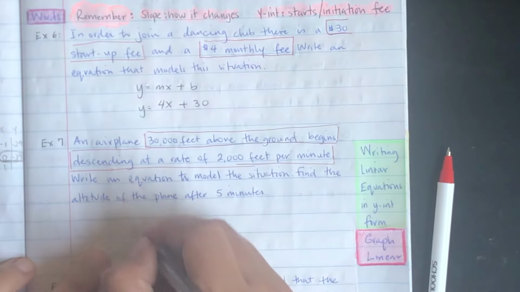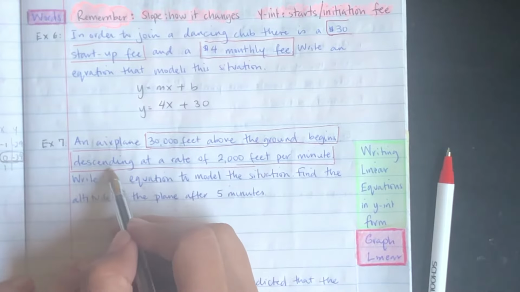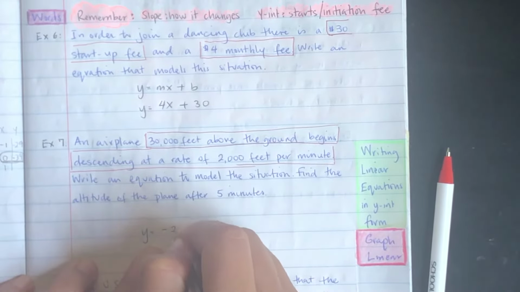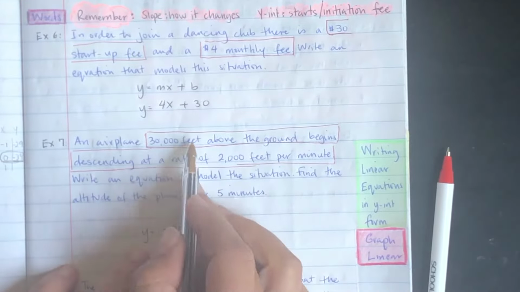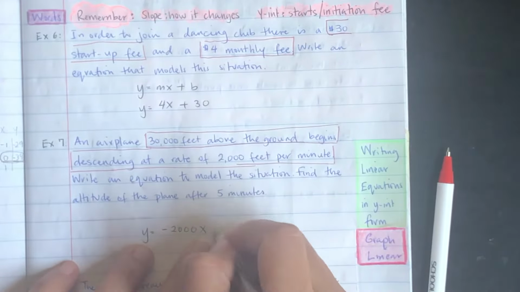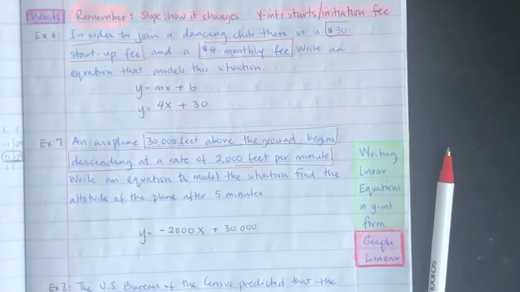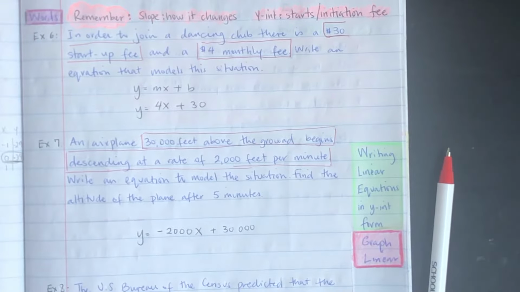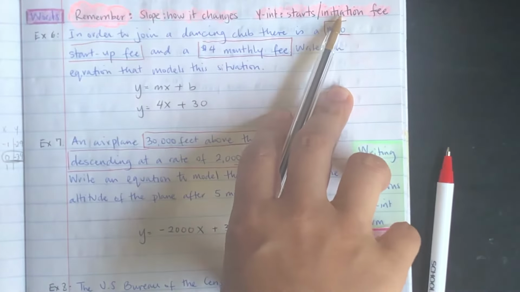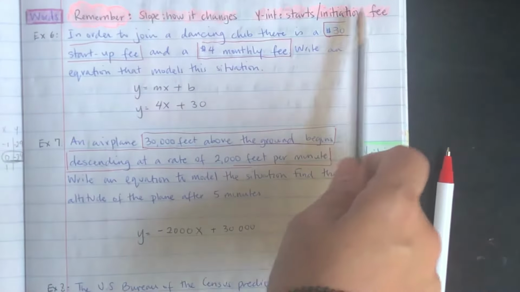So again, that's going to be y equals m, which is your slope. But because it's descending, it's going to be negative 2000x. And then it starts above the ground, above, which is positive 30. And that's really it. Okay, so with these word prompts, find the numbers, figure out which one is your start, the thing that doesn't change, and then your slope is how it changes from that start. All right, one last question.